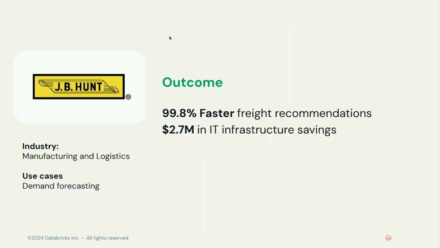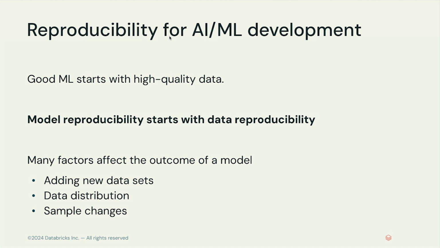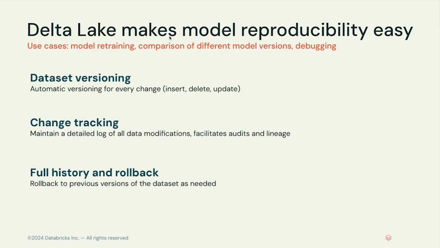Let's imagine you're JB Hunt and you're a data scientist there and you're trying to develop a ML model with Delta Lake. So this is an example of like a real use case, right? And so everyone kind of knows that you've heard this, right? Good ML starts with high quality data, right? Garbage in, garbage out, gold in, maybe gold out. And model reproducibility starts with data reproducibility. And so we know that many factors will affect the outcome of the model, like adding new data sets, data distribution, sample changes, and all those things.